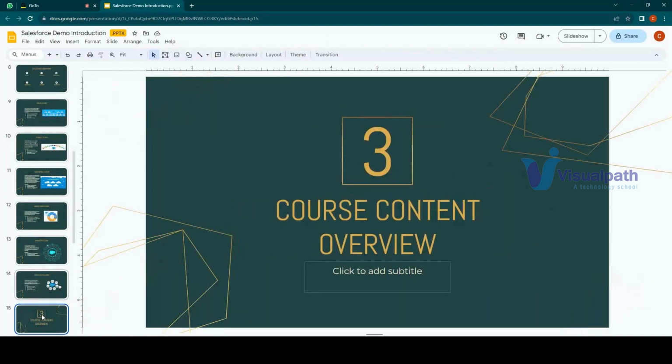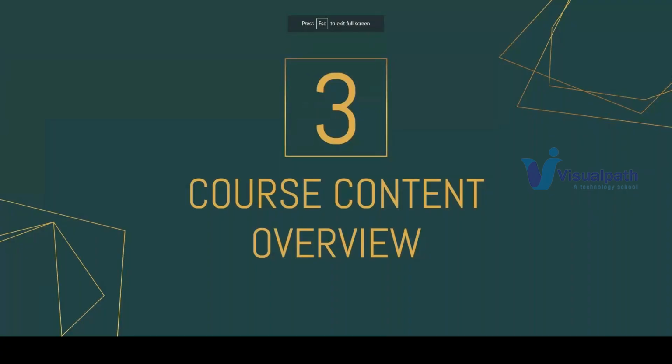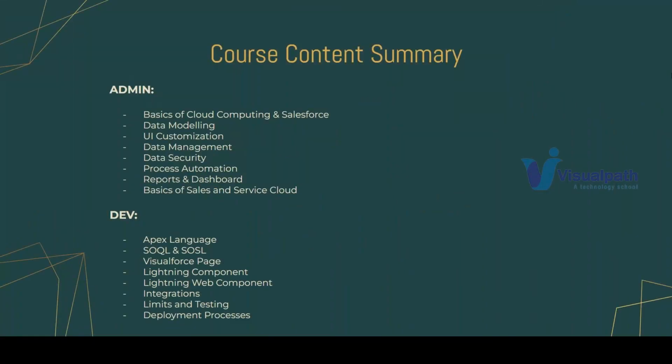So we will talk about the course content, what we are going to learn in the training, right? If you see, we will have around 2 months of training, which will cover the admin part as well as the dev part. Admin part, what does it mean? It means the point and click functionality. You don't have to code anything, right? You just have to configure certain features based on the businesses, and then it can be done. So in admin, we have the basics of cloud computing and Salesforce, whatever we discussed today, we will go in depth on that part as well.